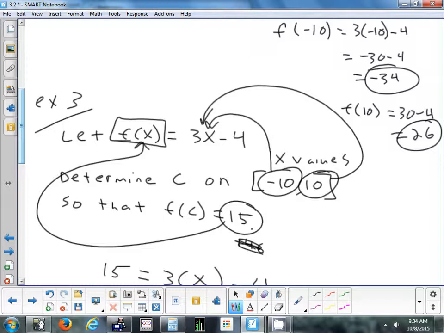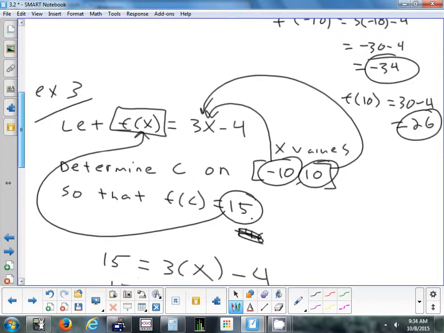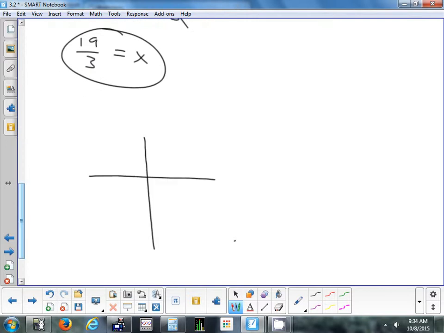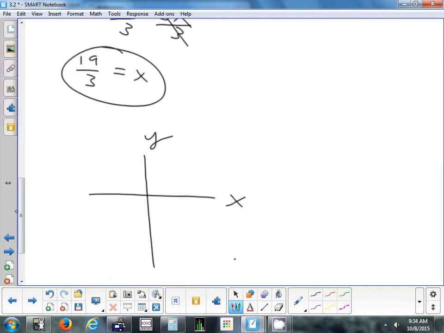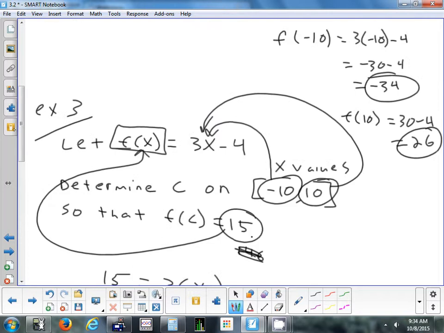Do you mean the y-axis? No, x-axis. So how can you cross the x-axis? Because here's your y-axis, right? Let's just put negative 34 down here somewhere. Put a dot somewhere down at negative 34, okay? You said those were x values then. These are the x values, negative 10 and 10. Yeah, these are y values. Oh, okay. So you know what I mean now?